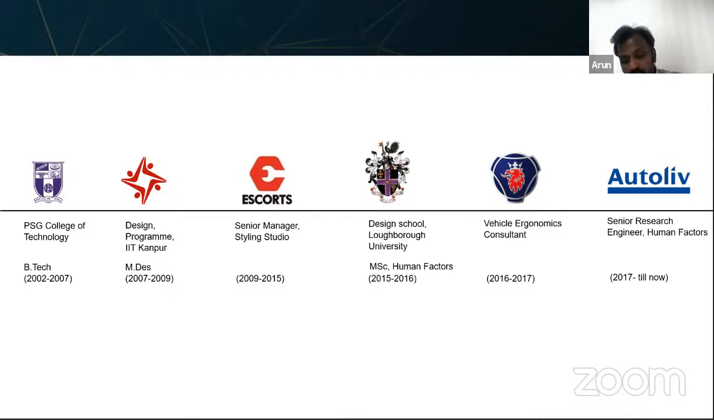Autoliv is an interesting company to work with, because their key products are basically airbags and seat belts. Airbags are a very important product. For example, when a vehicle ends up in a frontal collision, the airbags get inflated or deployed in 15 milliseconds, which is 8 times faster than the blink of an eye.